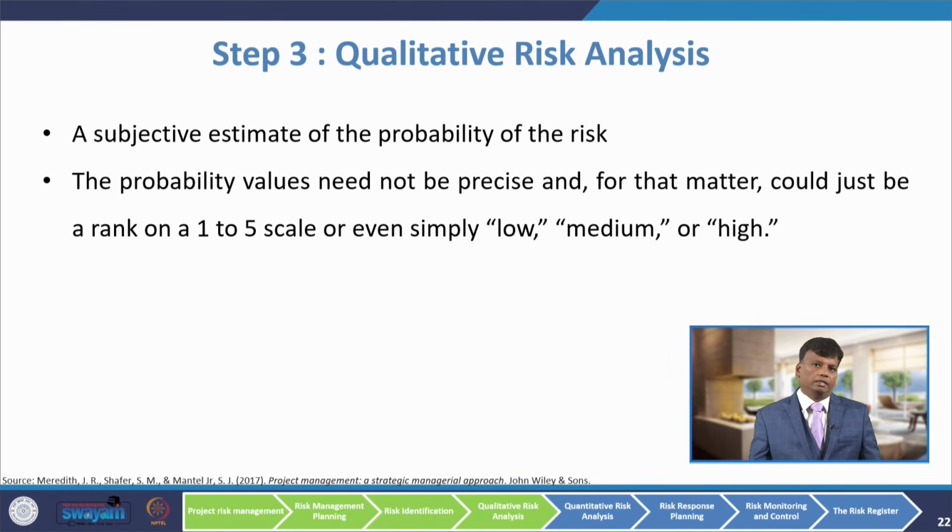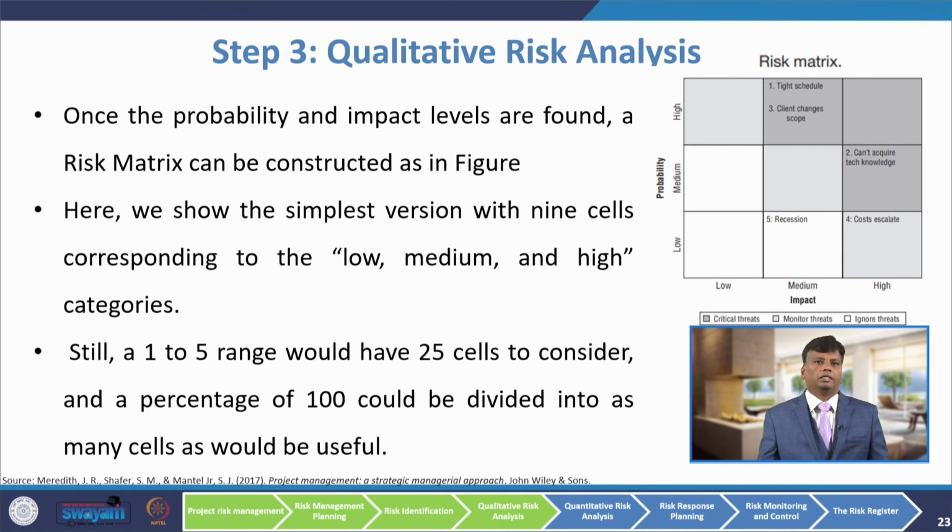One way to do qualitative risk analysis is a subjective estimate of the probability of the risk. The probability value need not be precise and could just be a rank on a 1 to 5 scale, maybe low, medium, high. This is the way to qualitatively assess the risk. Once the probability and the impact levels are found, a risk matrix can be constructed as shown in the figure. Look at the picture on the right hand side. On the y axis the probability is written, classified as low, medium and high. On the x axis impact is written: low, medium, high.